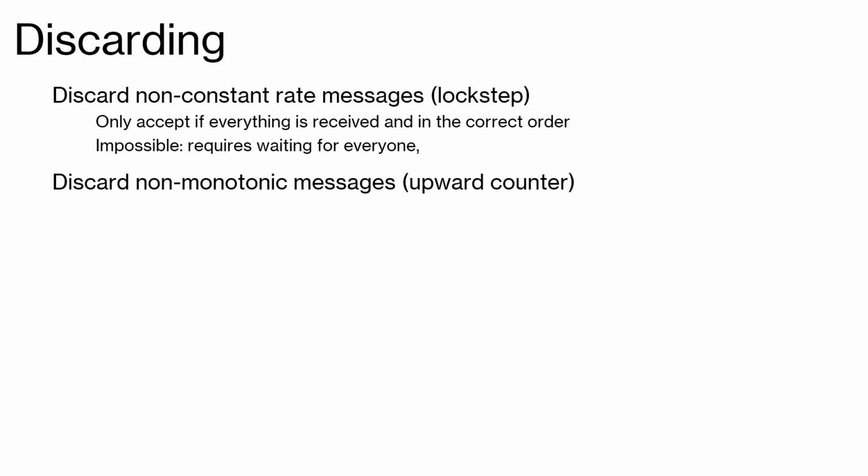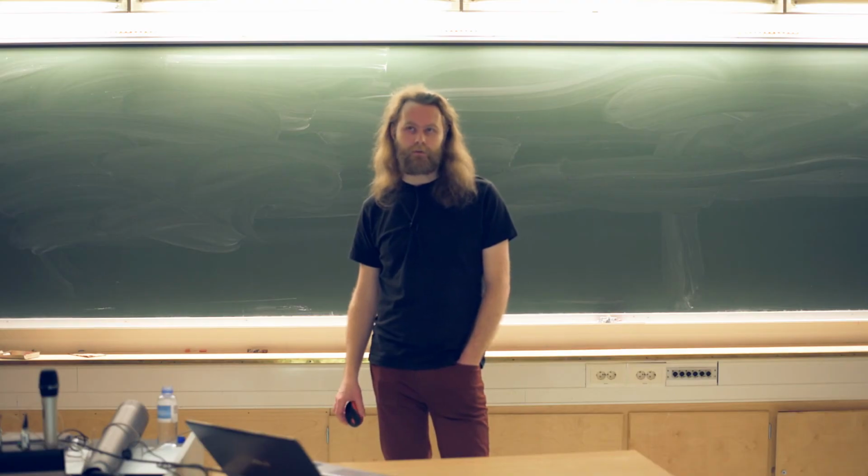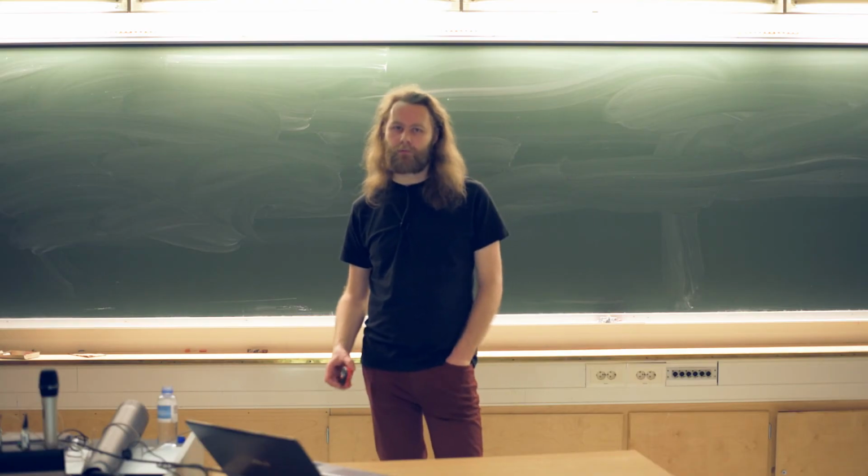We can also discard all non-monotonic messages, so have this upward counter. If there's something that is newer than what we have, we accept it. If it's a bit newer or completely newer, if we skip a number, fine. This is often possible at least, if you just need the latest version of something, that's fine. Video streaming, for example, works this way.